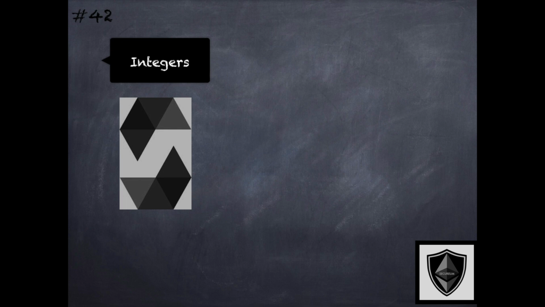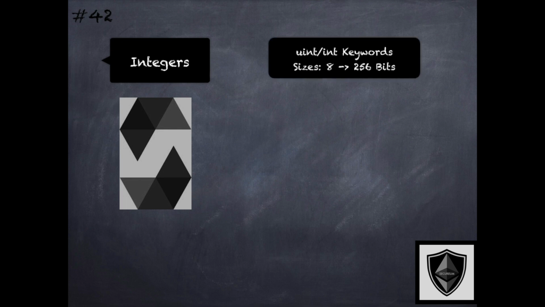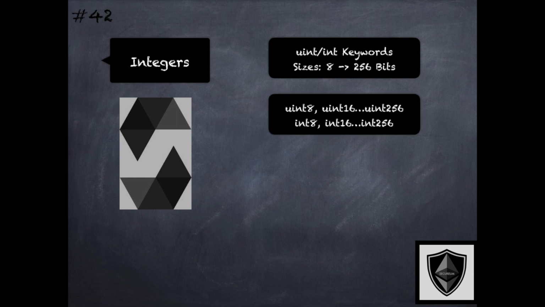Now let's look at integer types. Integer types are again very common in Solidity and really in any programming language. There are unsigned and signed integers of various sizes in Solidity. They use the uint or int keywords and come in sizes from 8 bits all the way to the word size of 256 bits. So you'll see declarations of unsigned integers or signed integers in the form of uint8 all the way to uint256, or int8 all the way to int256.